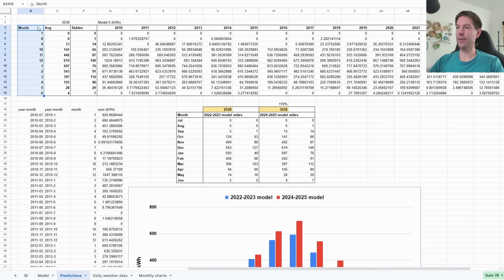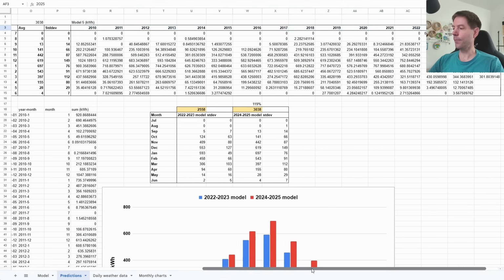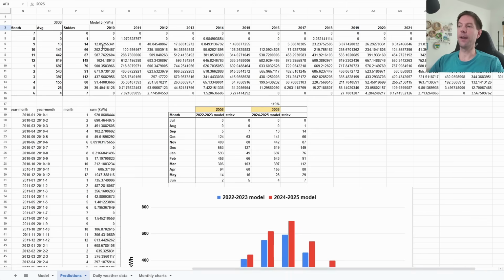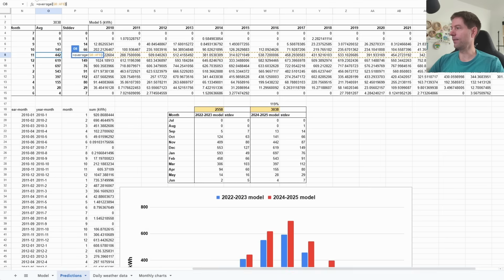So I've got months, July, August, September, October, November, and so on. And I've got each individual year running along here, from 2010 all the way through to the current 2025 season. I've totaled the heating demand in each of those months for each of those years. And what that gives me is a way of calculating a distribution of heating demand. So I can calculate the average. Let me just show you November, for example. That's the average of all of the Novembers between 2010 and 2024.